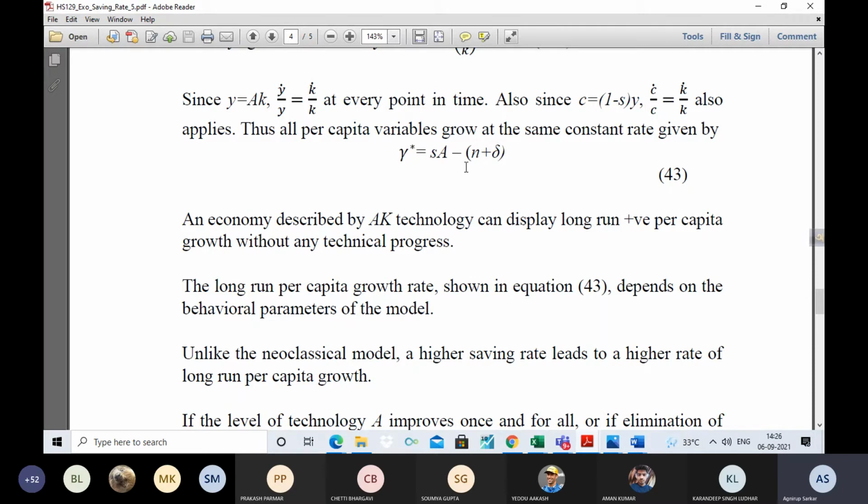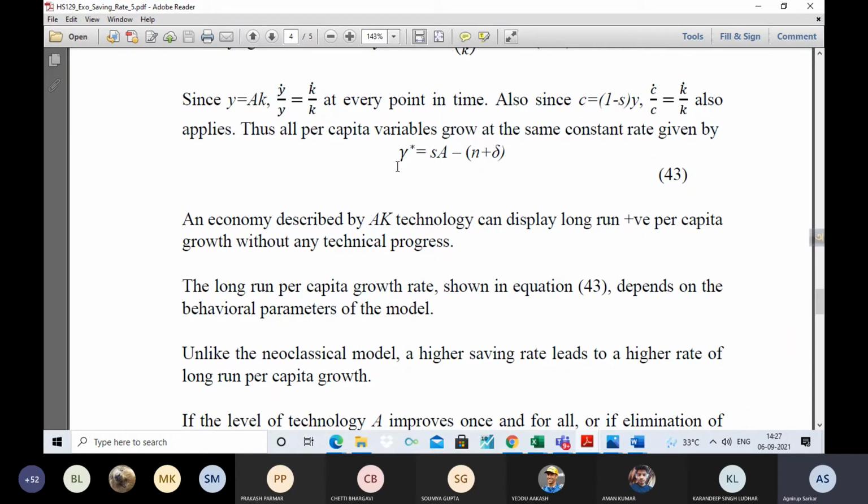So the long run growth rate for the AK model depends on the behavioral parameters of the model, including the savings rate, the A, which denotes the technology parameter, and also n, which is the rate of growth of population. So unlike the neoclassical model, a higher saving rate here leads to a higher rate of long run per capita growth, gamma star, right?